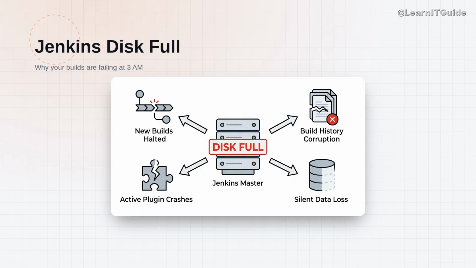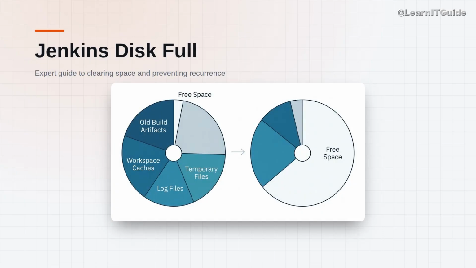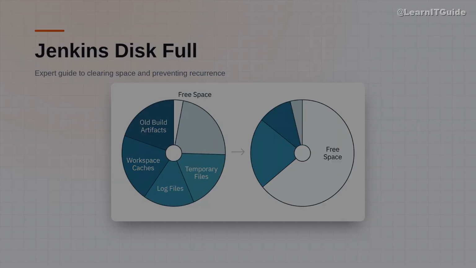Hey everyone, welcome back. In this video, I'm going to walk you through how to diagnose and fix Jenkins disk full errors. This is more critical than you think, because when your Jenkins master runs out of disk space, it does not just stop new builds. It can corrupt your build history, crash active plugins, and cause silent data loss across your entire automation pipeline. Let us break down why this happens and how you can reclaim that lost space permanently.